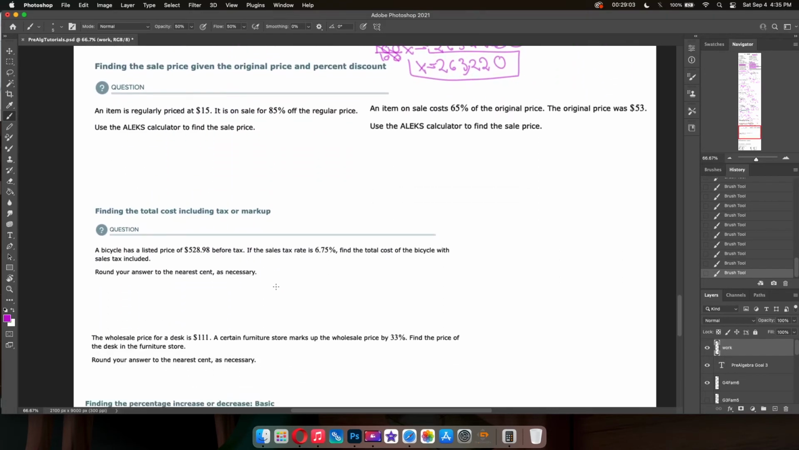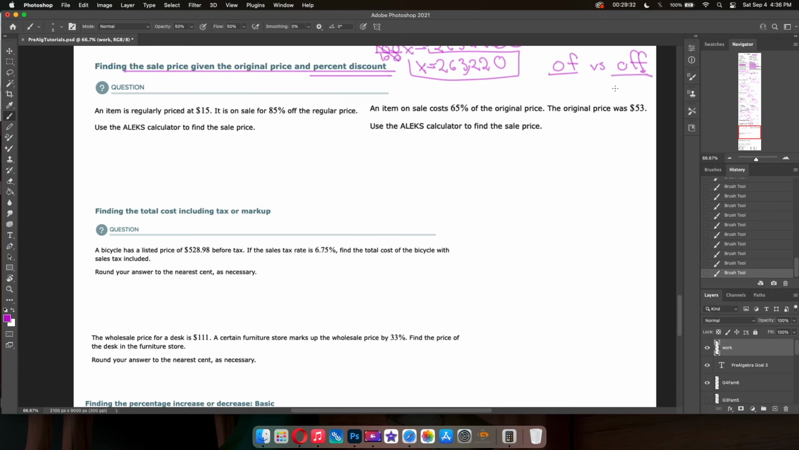A couple more topics still. Sale price given the original price and the percent discount. Again, this pops up again in Algebra 2. There is a difference here between "of" versus "off." It's literally the difference of one letter. It's so subtle, and that makes it so hard for kids to see. But if it's "of," there's no extra step, you're repeating as normal.